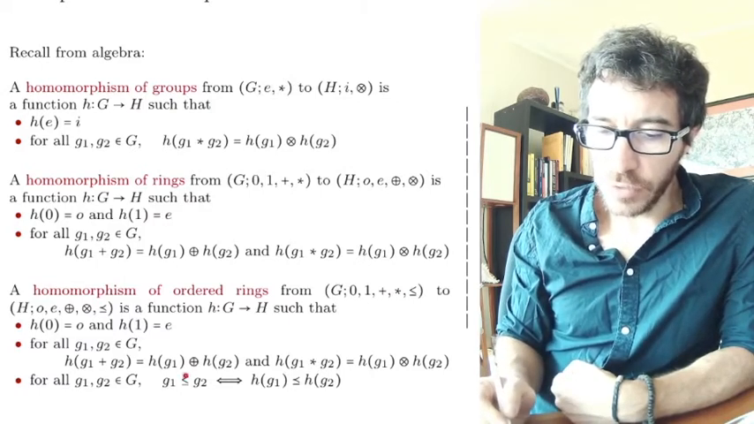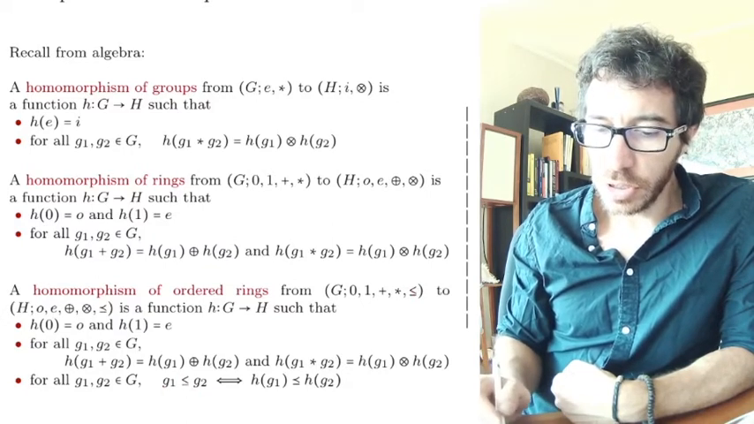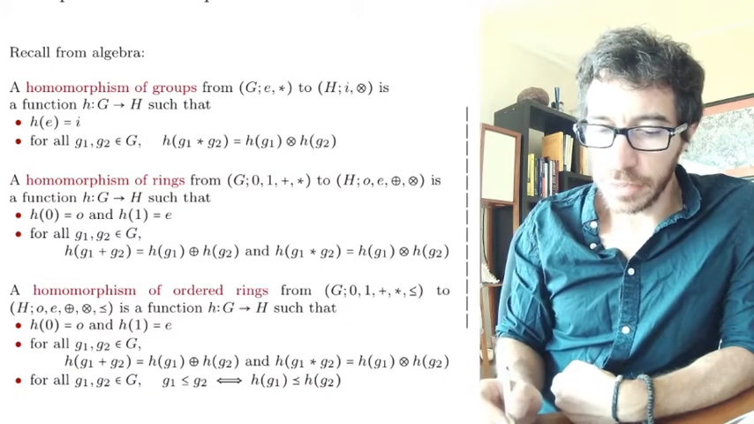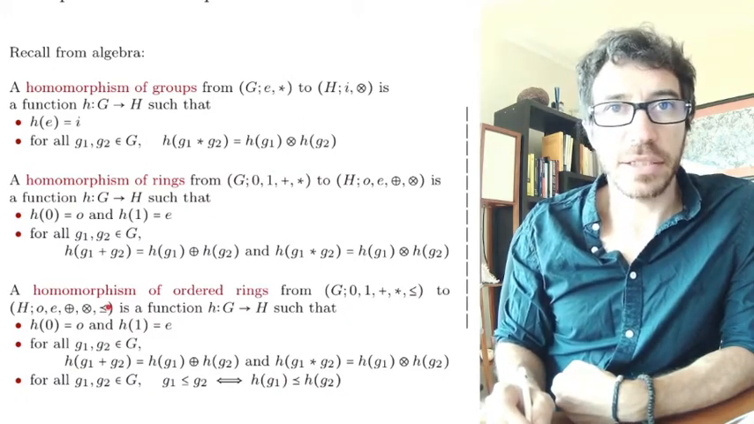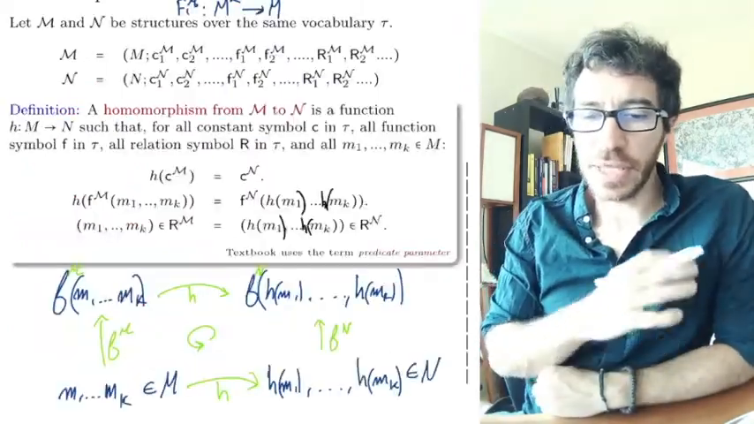For relations, if you compare these two elements according to the ordering in G, it's the same as comparing the images of these elements under the ordering in H, right? So that means the whole structure is preserved. So that's a homomorphism.